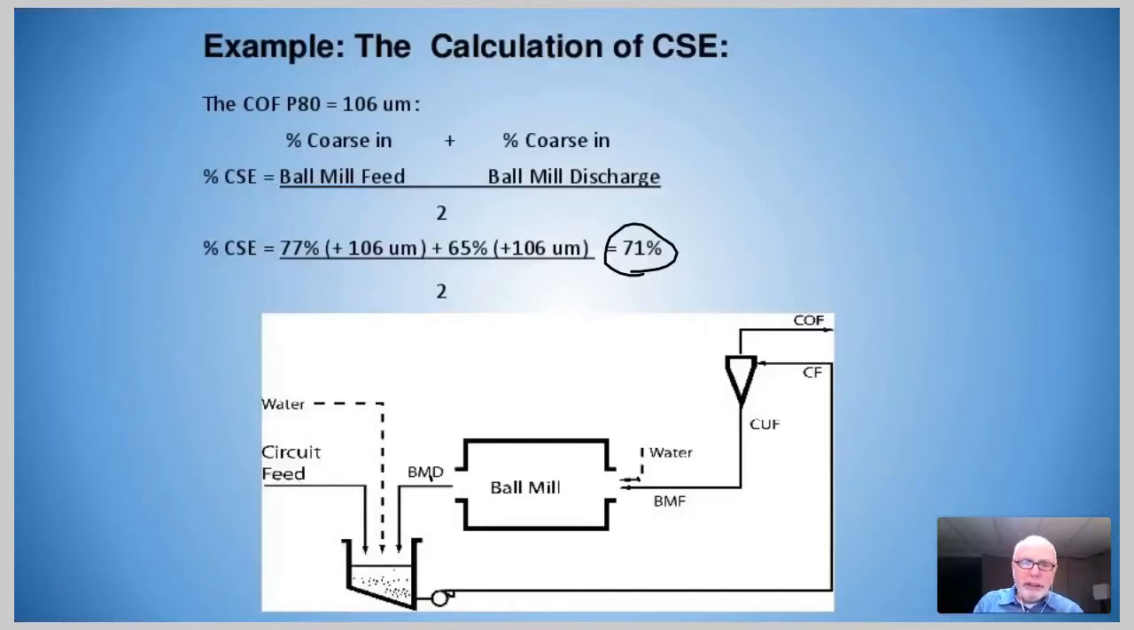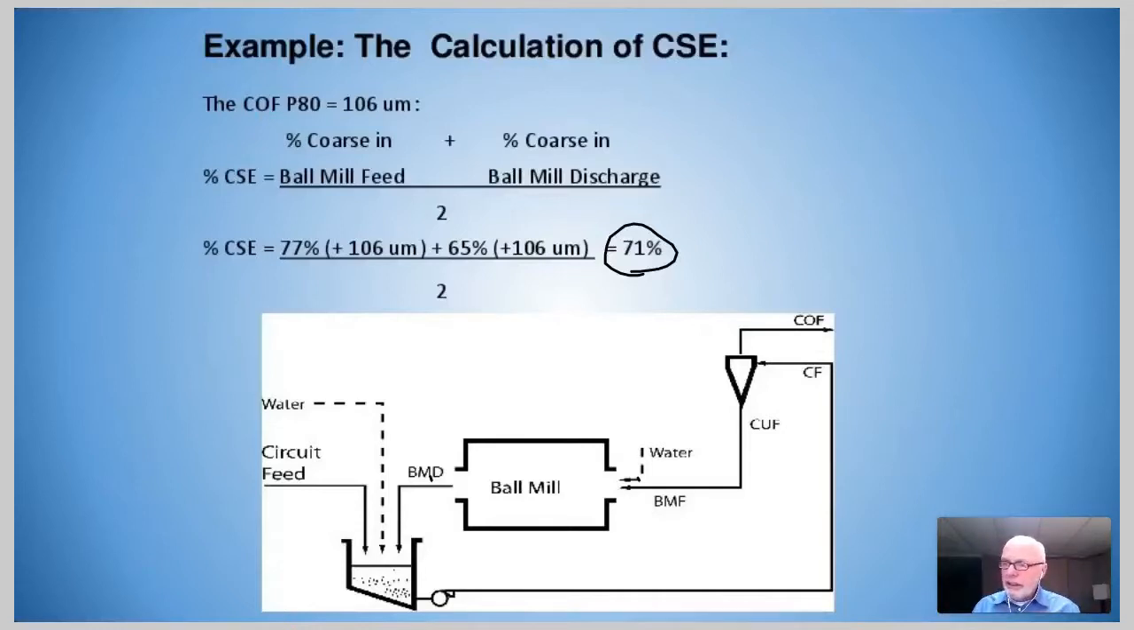So immediately you can see one of the great strengths of this performance parameter, CSE. It's extremely easy or simple to calculate. All we need to do is to sample the mill feed and the mill discharge, and then by taking the size distributions of those samples, we can then calculate the percentage of coarse material in the mill.